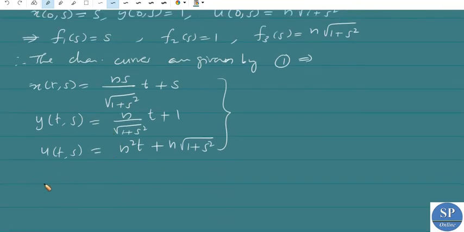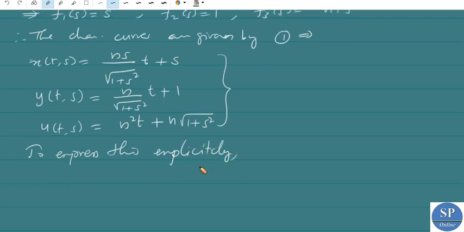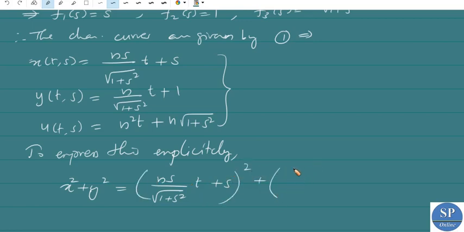So to express this solution explicitly, how to express this explicitly? Taking this x square plus y square. So x square plus y square will be, x square is this, ns divided by square root of 1 plus s square t plus s, whole square, plus y square, which is nt divided by square root of 1 plus s square plus 1, whole square.